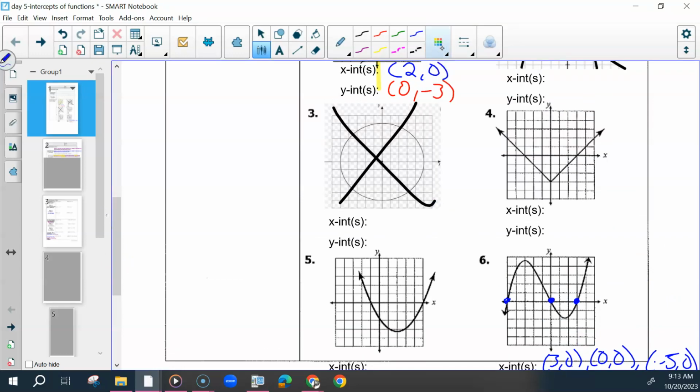For number 4, where does this cross the x-axis? (3, 0) and (-3, 0). Where does it cross the y-axis? (0, -3). Notice that these have the same numbers. It's important where you put the 0 in these ordered pairs, because if you put it in the wrong place, you have the wrong intercept. Let's go on to the next page.